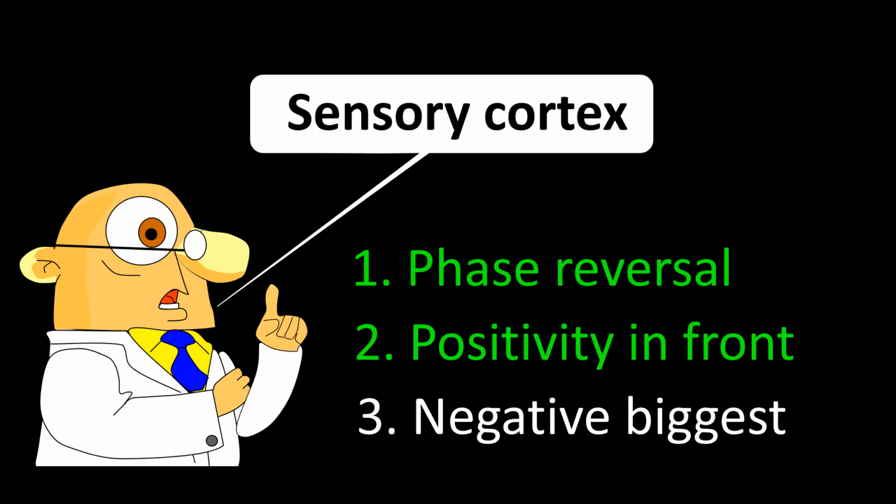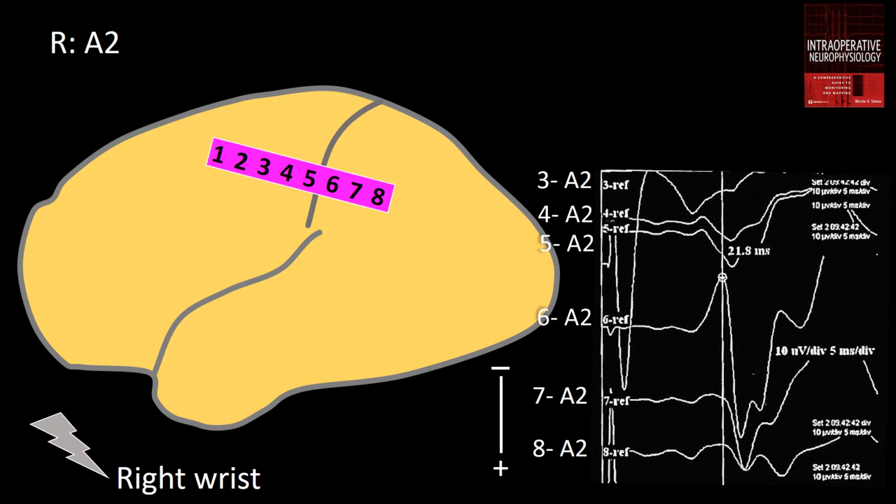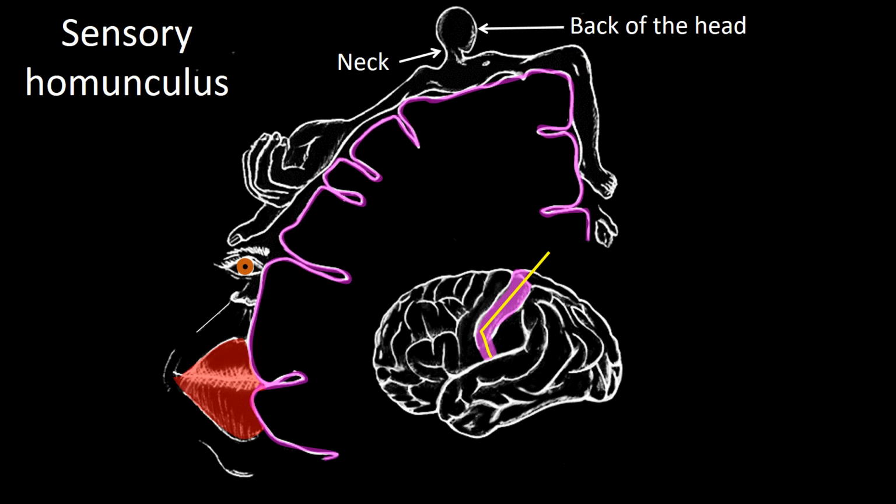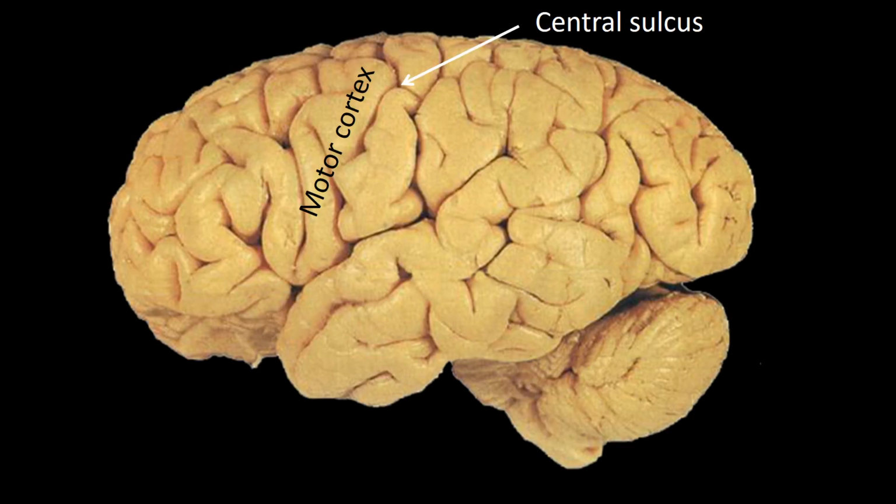So the second criterion is met and we move to the third criterion, negativity biggest. Using the same montage as we used for testing the second criterion, the waves are analyzed and, as you can see, the negativity is the biggest behind the central sulcus, thus confirming the location of the sensory cortex. By fulfilling the last criterion, we can determine that we are actually looking at the central sulcus in front of the sensory cortex. The gyrus just in front of the central sulcus is the motor cortex.